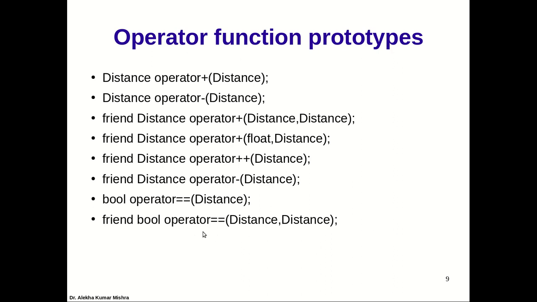Then, similarly here, it returns a truth value, but it's a friend function. This equality operator function is implemented as a friend function by passing two distance objects to compare whether the two distance objects are equal or not. So this is how the prototypes are defined; it's your job to decide what statements to add to perform this task. But this is the prototype that defines an operator function, the different operator functions.